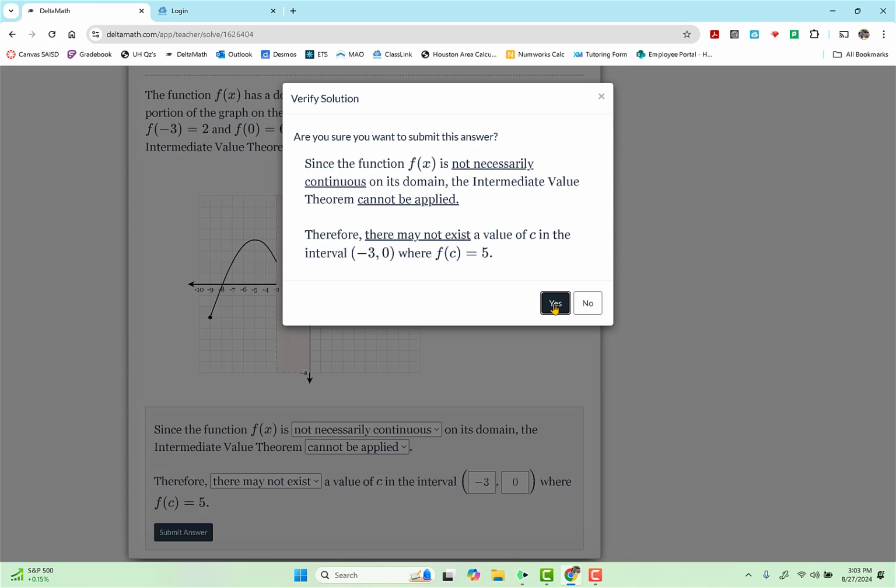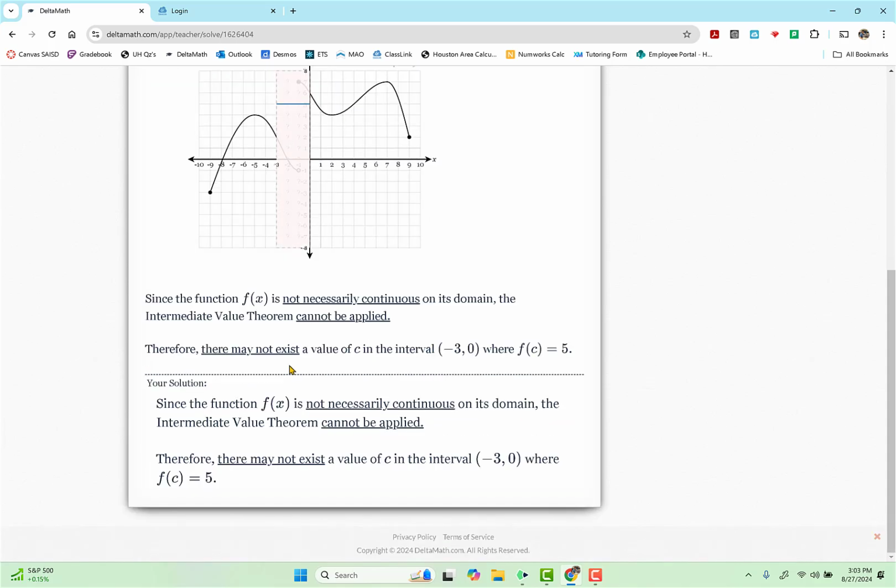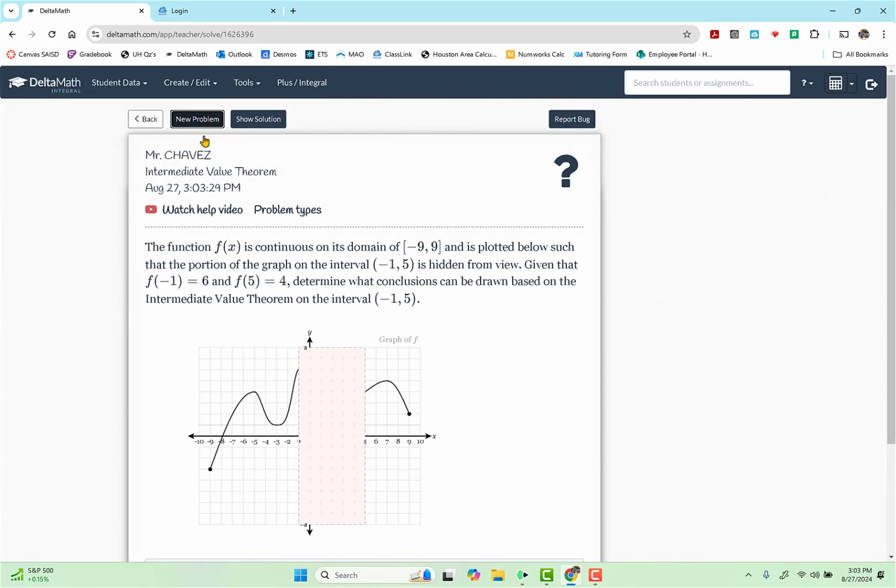Submit. I don't see anything wrong. And there it is. See? They don't tell you how it looks, guys. So let's do another one, because these are the ones that can be tricky.